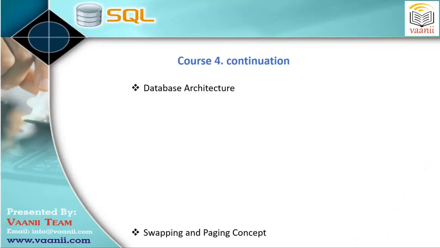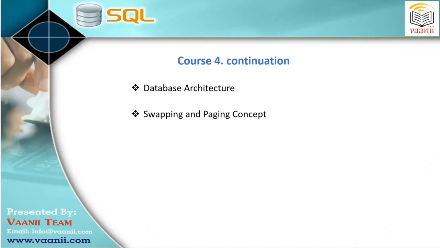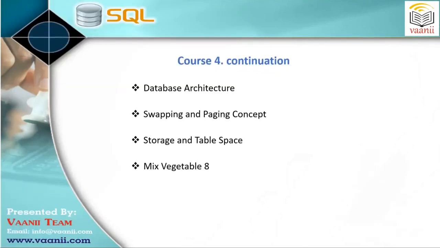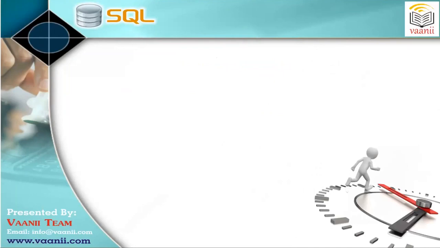And architecture of database. And basically in the tuning concept, sometimes swapping and paging happens to bring the most used data into memory. So we will look into some of the concepts of swapping and paging, and storage as well as table space, like the physical and logical structure of database, and then mixed vegetable 8. So we have introduced a total of 8 mixed vegetables where you will revise all the previous topics at least 8 times. Okay, so these are the topics we are going to cover in the SQL course.